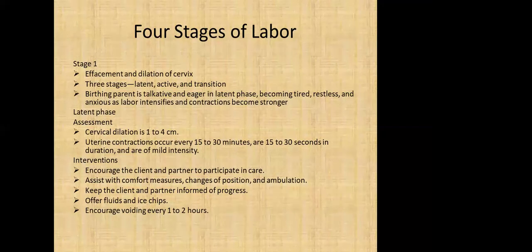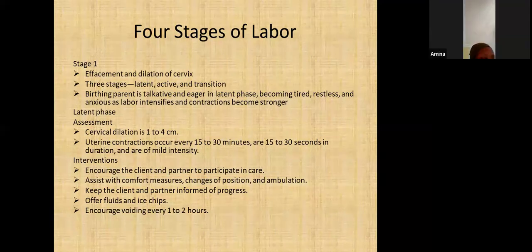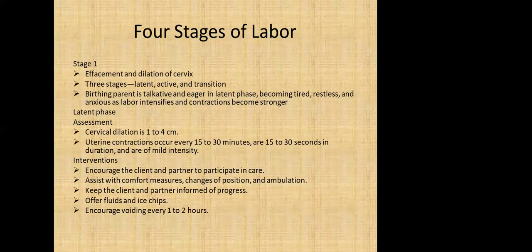Now let's take the first phase, that is the latent phase within stage one. And so the latent phase is the beginning of labor, right? The beginning. So this is where you have to pay attention. Within the latent phase, what is the extent of dilation of the cervix? Within phase one, the cervix dilates from 1 to 4 cm. Cervical dilation is 1 to 4 cm.